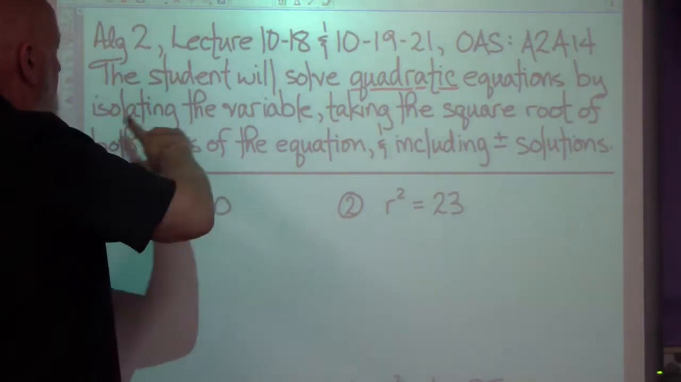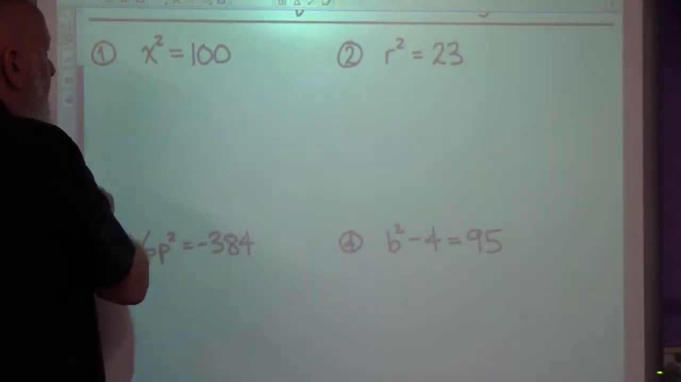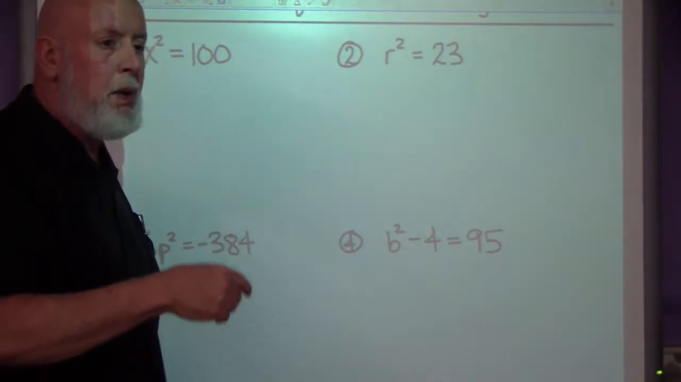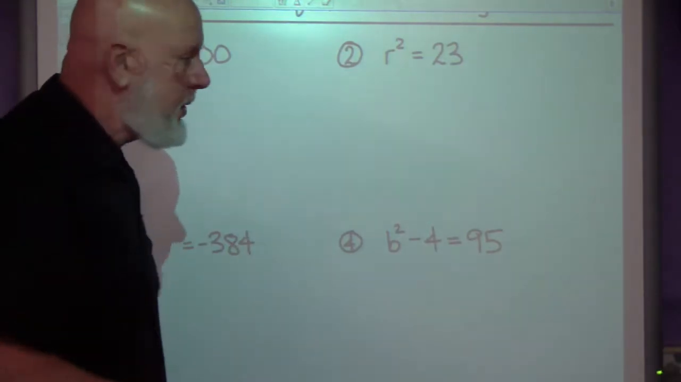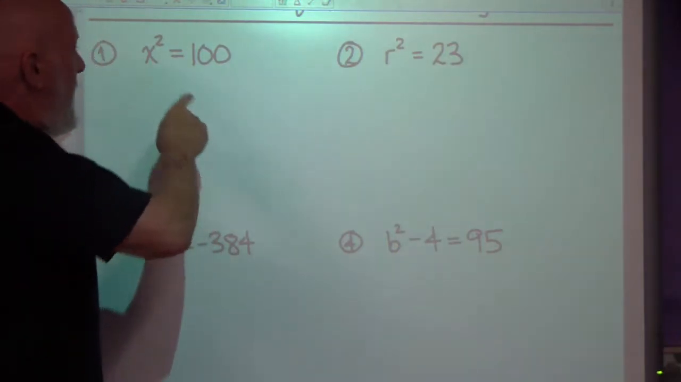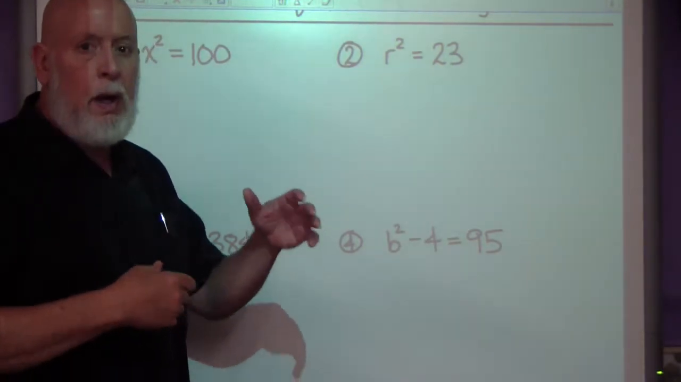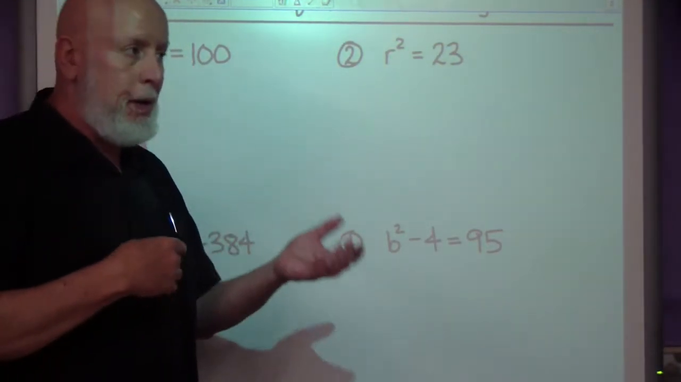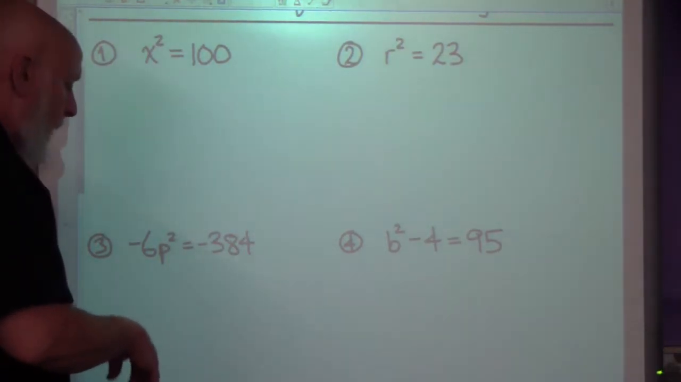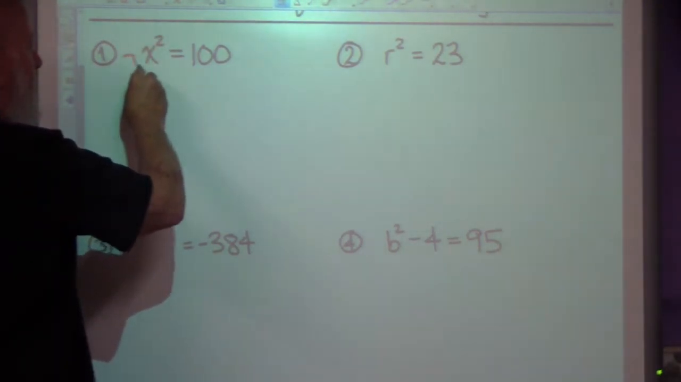So here we are, we're solving quadratic equations, and the first thing we want to do is isolate the variable. In pre-algebra, we would undo addition with subtraction, we would undo multiplication with division, and so forth. Here we've got x squared, and we want to undo, so to speak, this squared, and the way that we do that is to take the square root. Square roots undo squares. So to isolate this variable, I'm just going to take the square root of both sides.